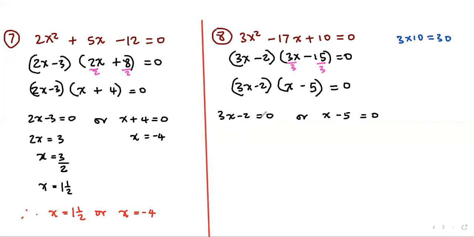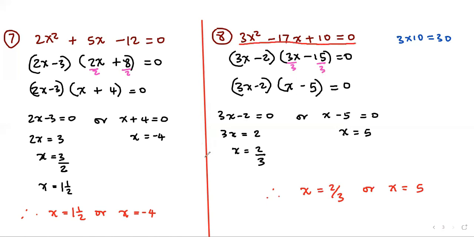And if 3x minus 2 equals 0, it means that 3x is equal to 2. And then x is equal to 2 out of 3. Remember, we need to divide by 3 on both sides. That's why we have x equals 2 out of 3. Now, if we have x minus 5 equals 0, it means that x is equal to 5. Remember, we need to get minus 5. We take it this side. And since it is minus 5, it will become plus 5. So finally, it means that x is 2 out of 3, or x is equal to 5. So those are the solutions to this quadratic equation.